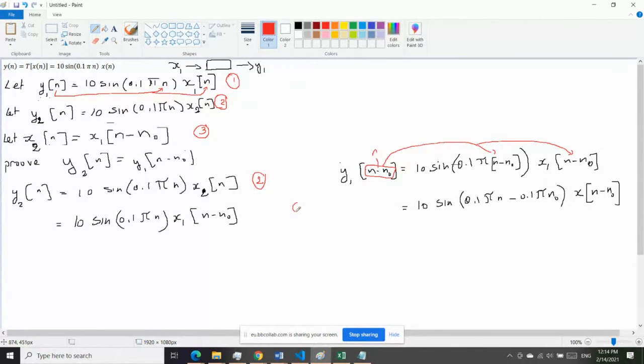Now if you compare these two, this is how: we used 3 here, 1 here, and here I just did algebra to get this one. If we compare these two, the 10 part is the same, so no problem. But here you have sin(0.1 pi n) and here sin(0.1 pi n minus 0.1 pi n0). So in general they are not equal, because sin is periodic.